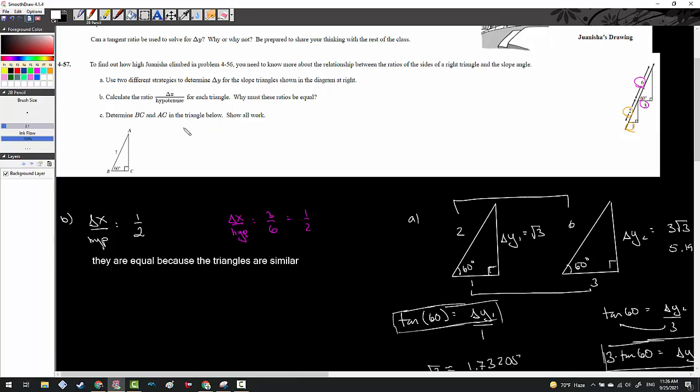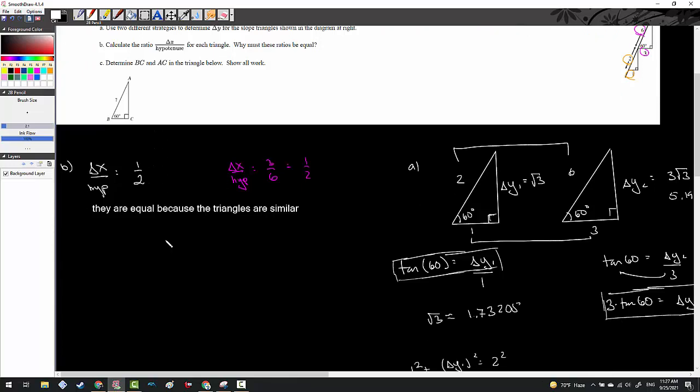So now what they want me to do is use this knowledge here to solve for the side lengths of BC and AC in the triangle below, and we have to show all the work. So let me expand out their diagram real quick. They're giving me a triangle with a hypotenuse of 7, with this angle being 60.